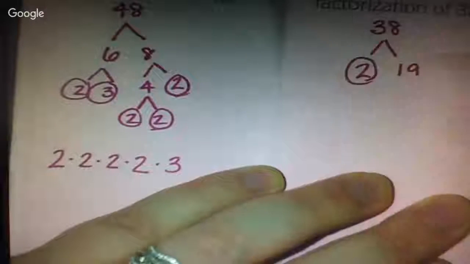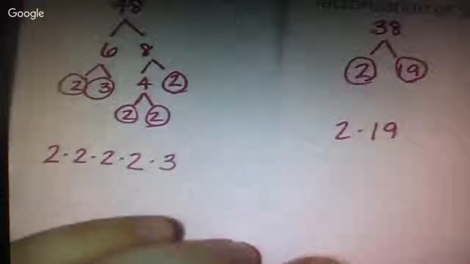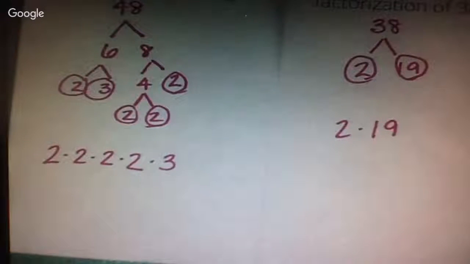Okay, 38. 2 and 19. 2 is prime. 19 is prime. Guess what you're done? 2 times 19.